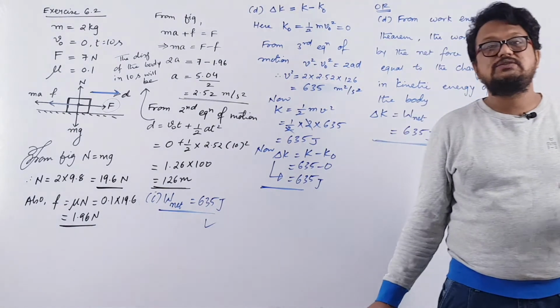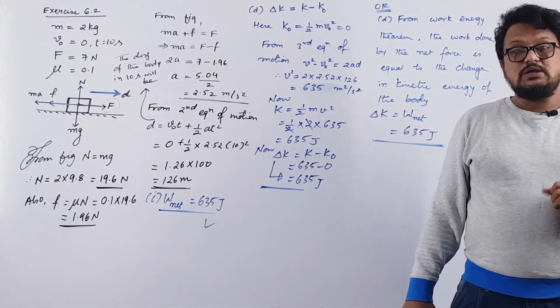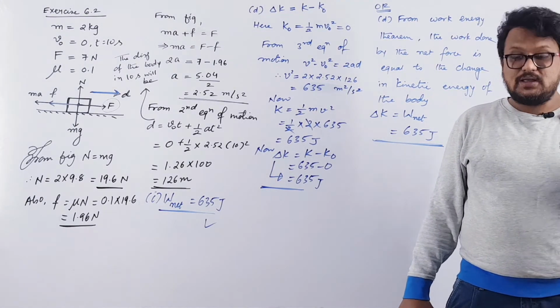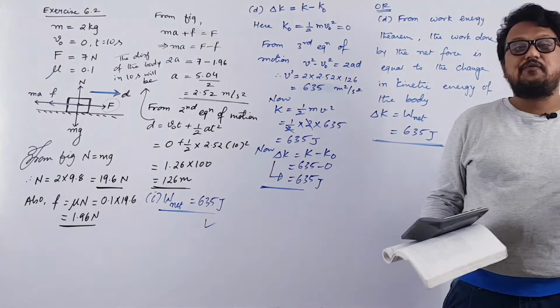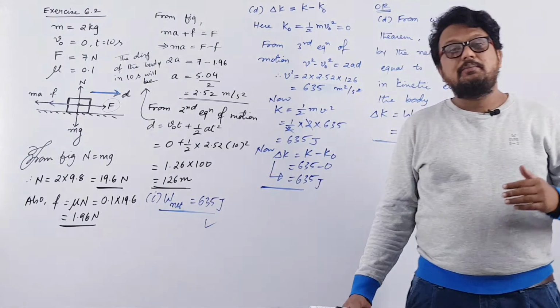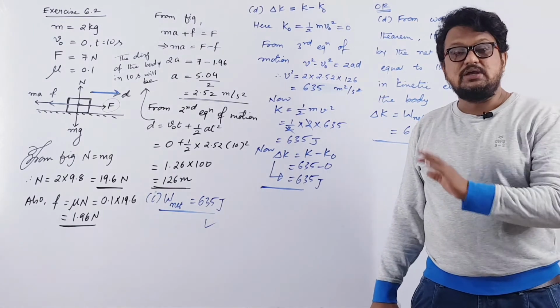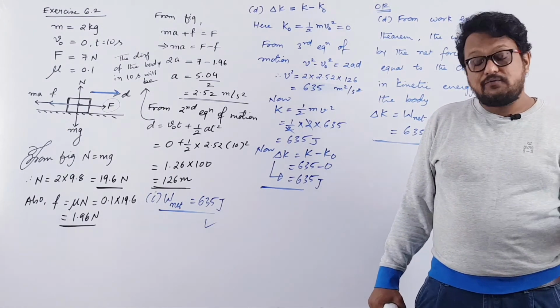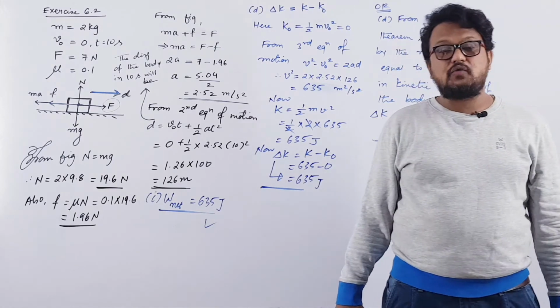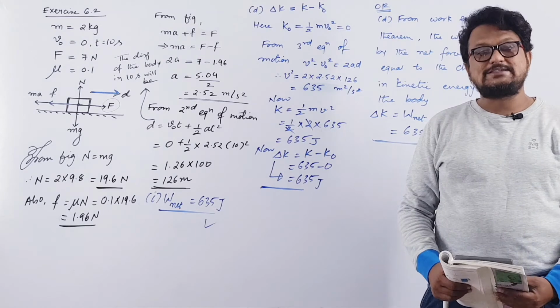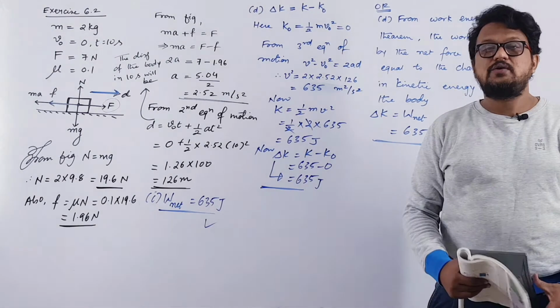Now we are going to discuss work done by a variable force. In most cases we will come across a force which is not constant. Generally, what we have discussed is that the force acting on a body is constant. But in most cases in our day-to-day life, the force keeps on changing. It is not uniform. So for a variable force, what is the formula for work done? That we are going to discuss next. So do one thing, pause this video and first copy this.